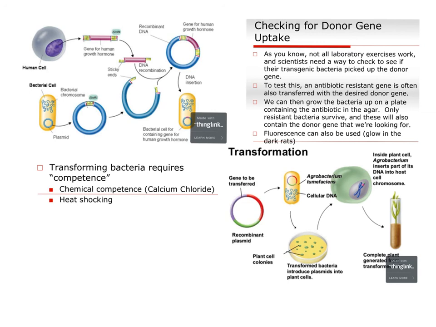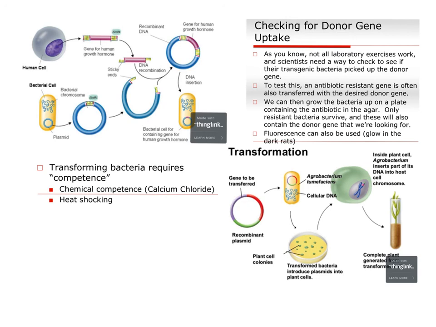And that way, if you plate your bacteria on a culture dish that contains the antibiotic ampicillin, then the only thing that could grow on that plate would be a bacterium that contained the antibiotic resistance gene. So you know that these bacteria have indeed picked up the plasmid that we're looking for.